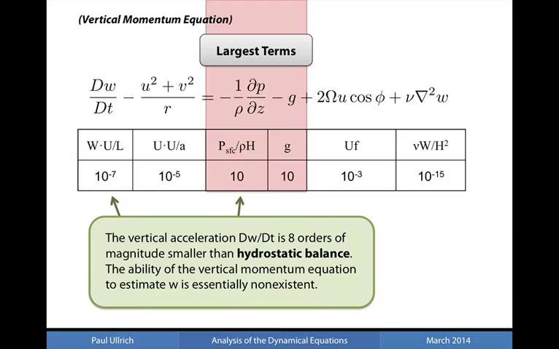Okay, so let's go back to the vertical momentum equation for a moment. Let's say that we want to use the vertical momentum equation in order to estimate the vertical velocity. Well, the vertical acceleration term, which contains the W term in this equation, is 8 orders of magnitude smaller than hydrostatic balance. That means that even infinitesimal errors made in measuring the vertical pressure structure of the atmosphere, even on the order of 1%, would lead to a completely erroneous estimate of the vertical acceleration.